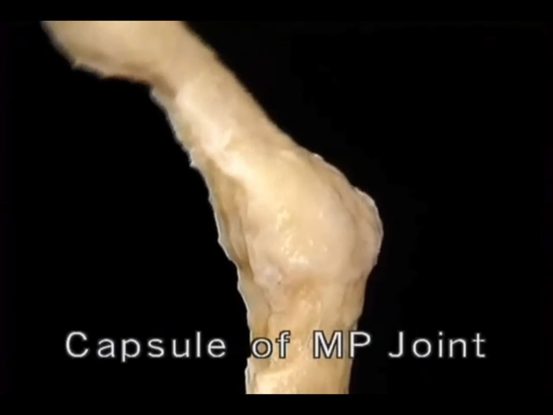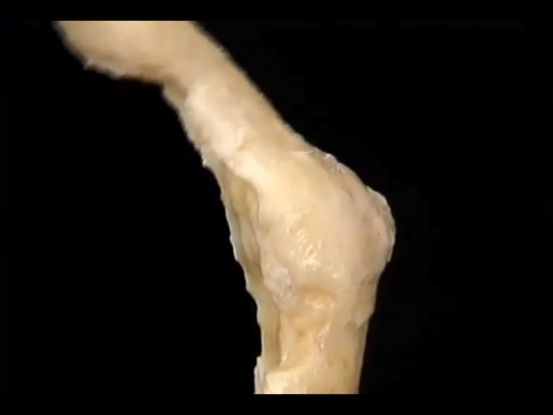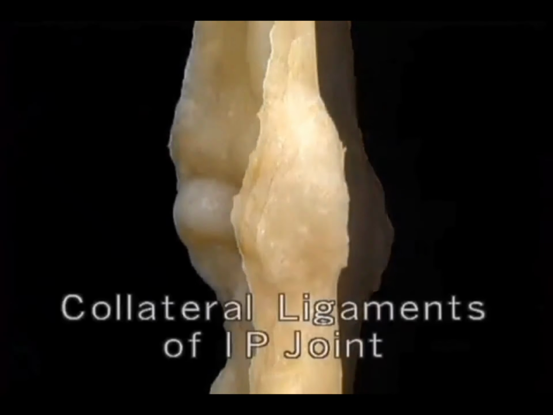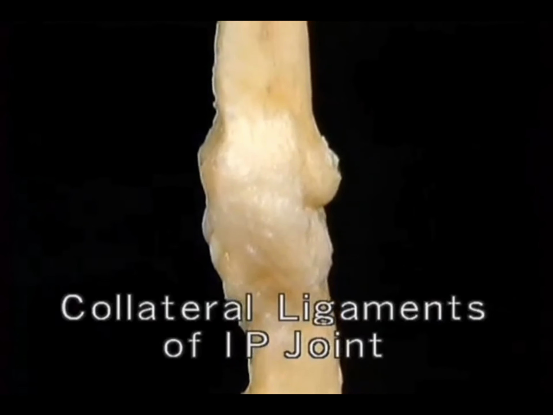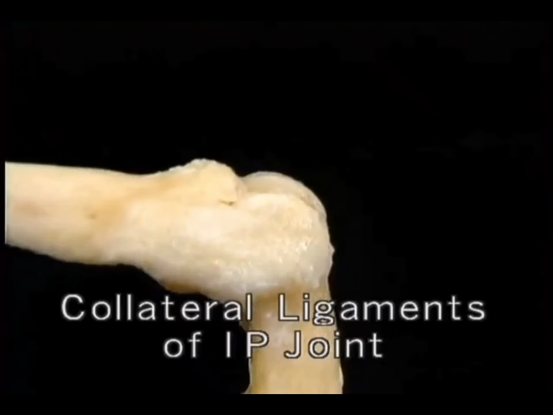The capsule of an IP joint is much like that of an MP joint. But the collateral ligaments are different in that they're equally tight in flexion and in extension.